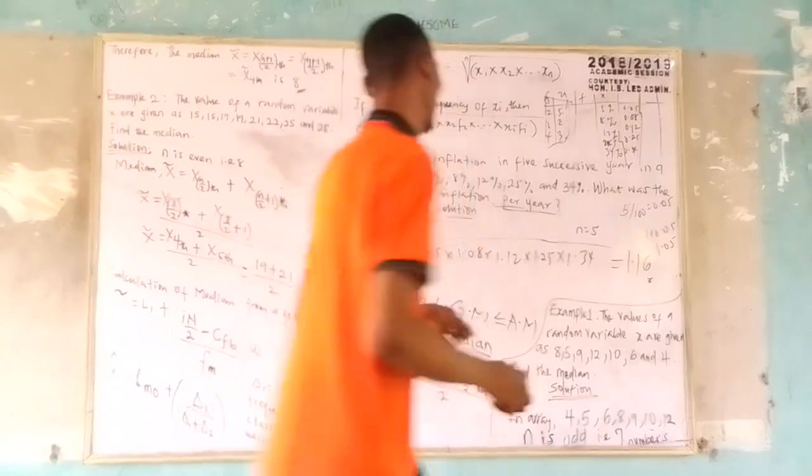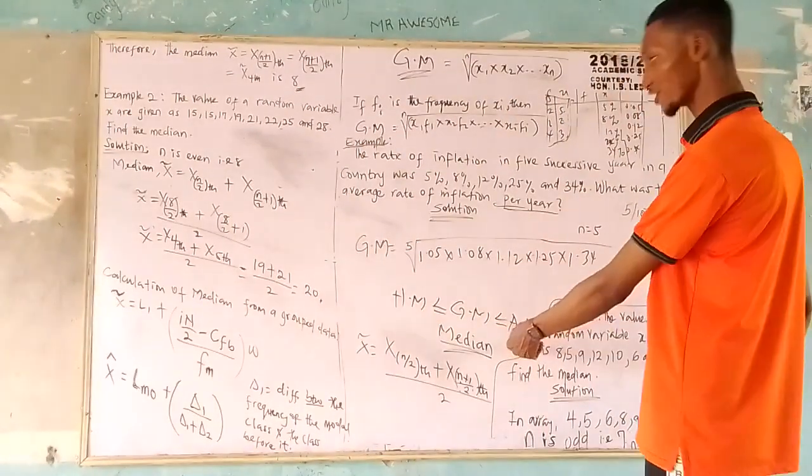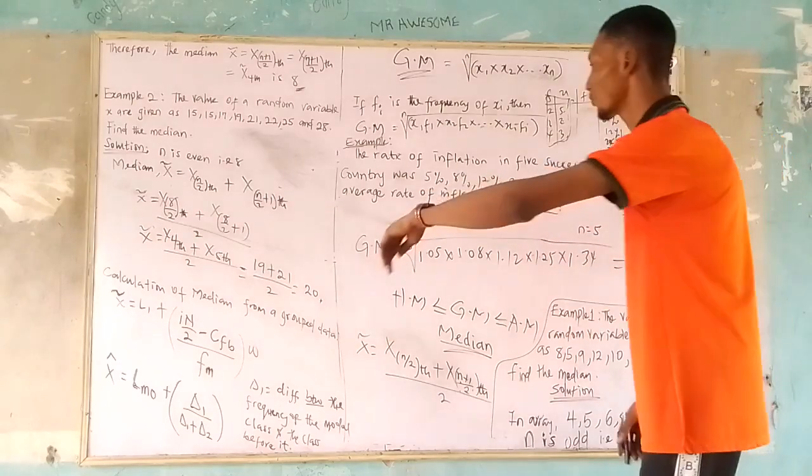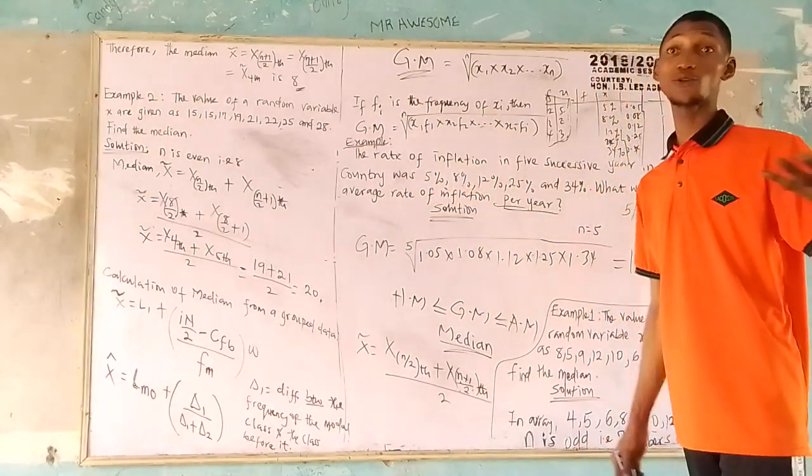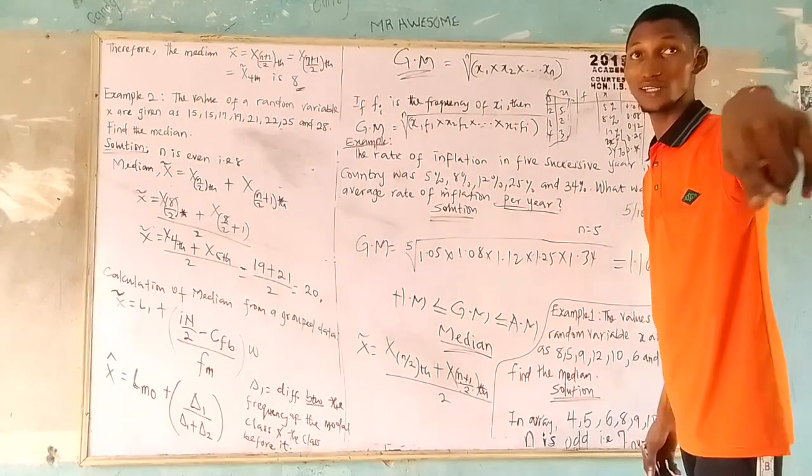So, that is it. We can find the arithmetic mean, which is just the normal mean. You add them together and divide by the total number.